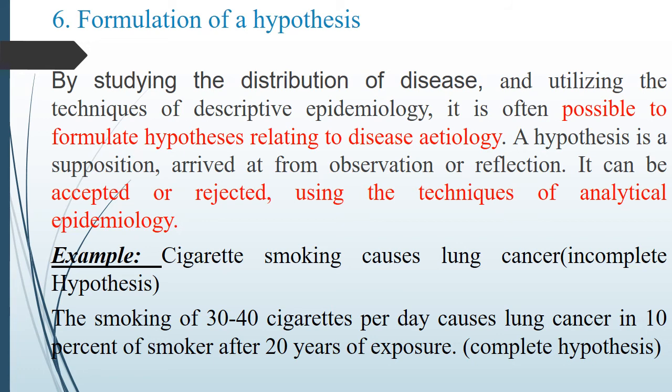So far we have studied how the disease is spreading, how the disease is distributed, and to whom the disease is occurring. By studying those things, we can at last formulate the hypothesis. In that, we can clearly explain what the causative agent is and how long, if a person is exposed to the causative agent, they will get the disease. So that thing we can come to know. This is the example of formulation of hypothesis.